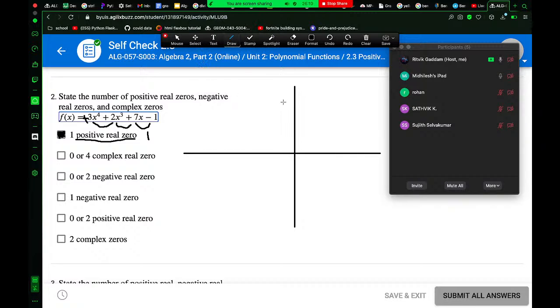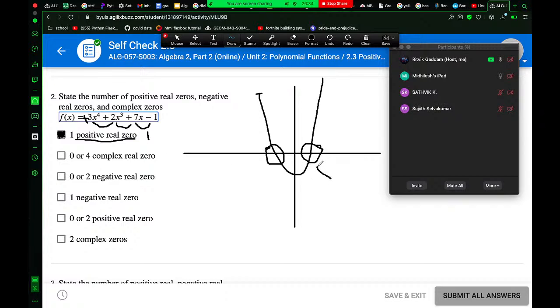So basically, let's say you have a graph looking something like this. But let's say you have a graph looking something like this. Then this is a zero right here, and this is another zero right here. It's where the graph intersects the x-axis, and so there's going to be one positive real zero.